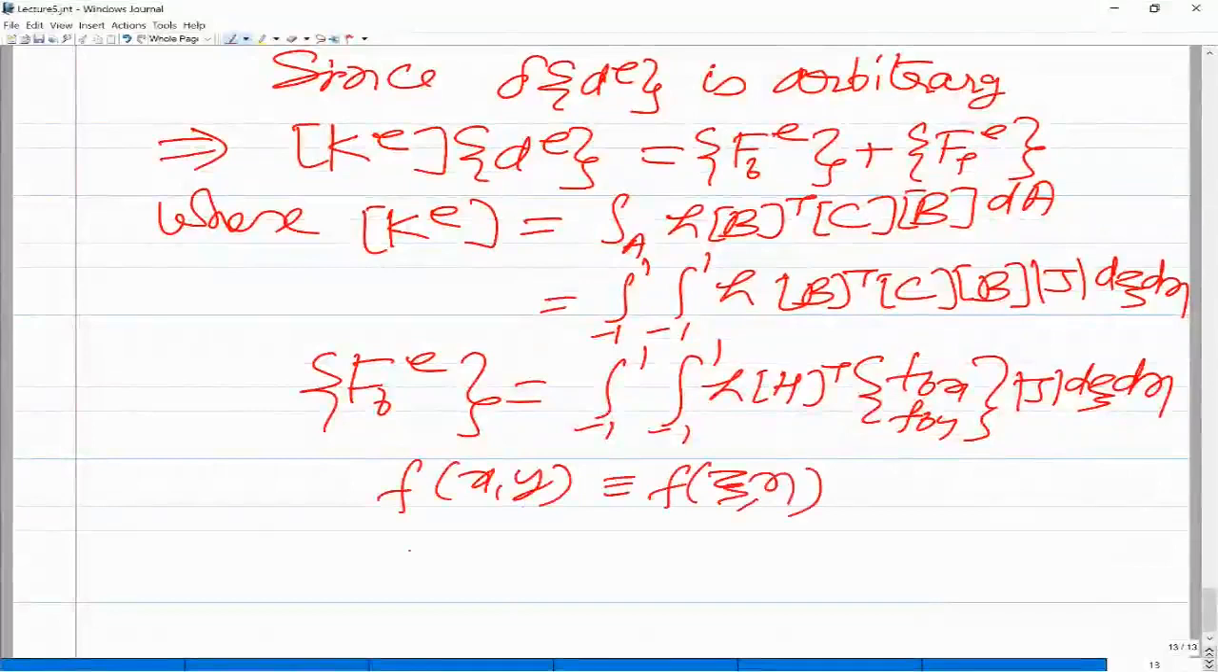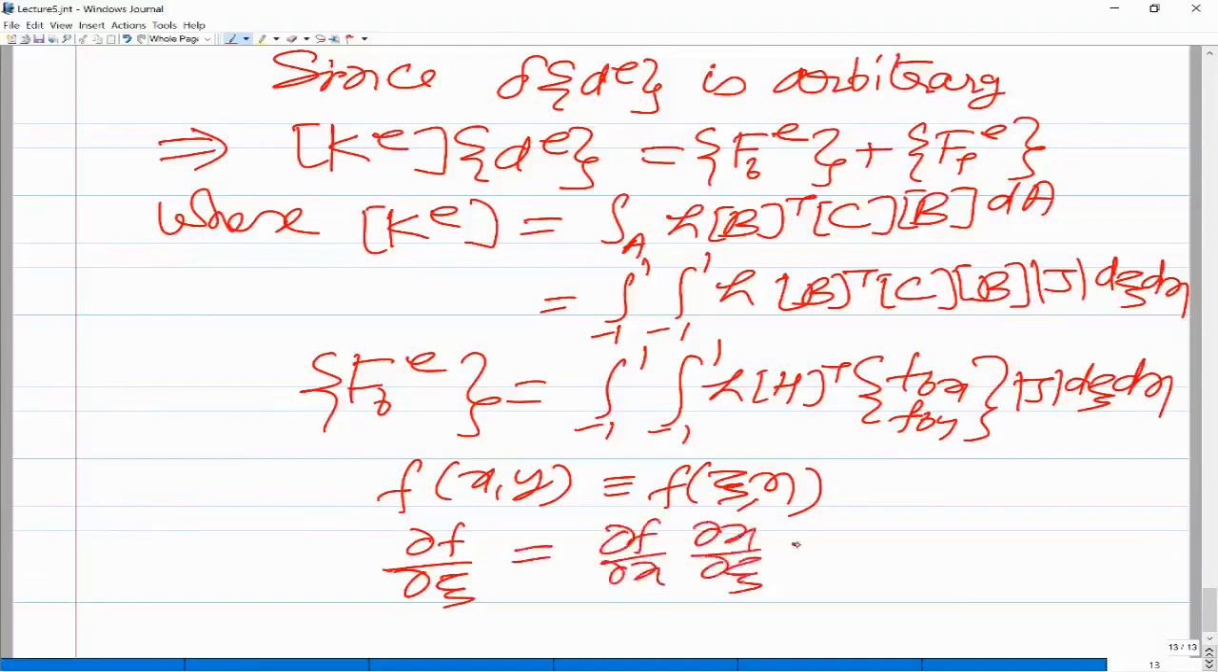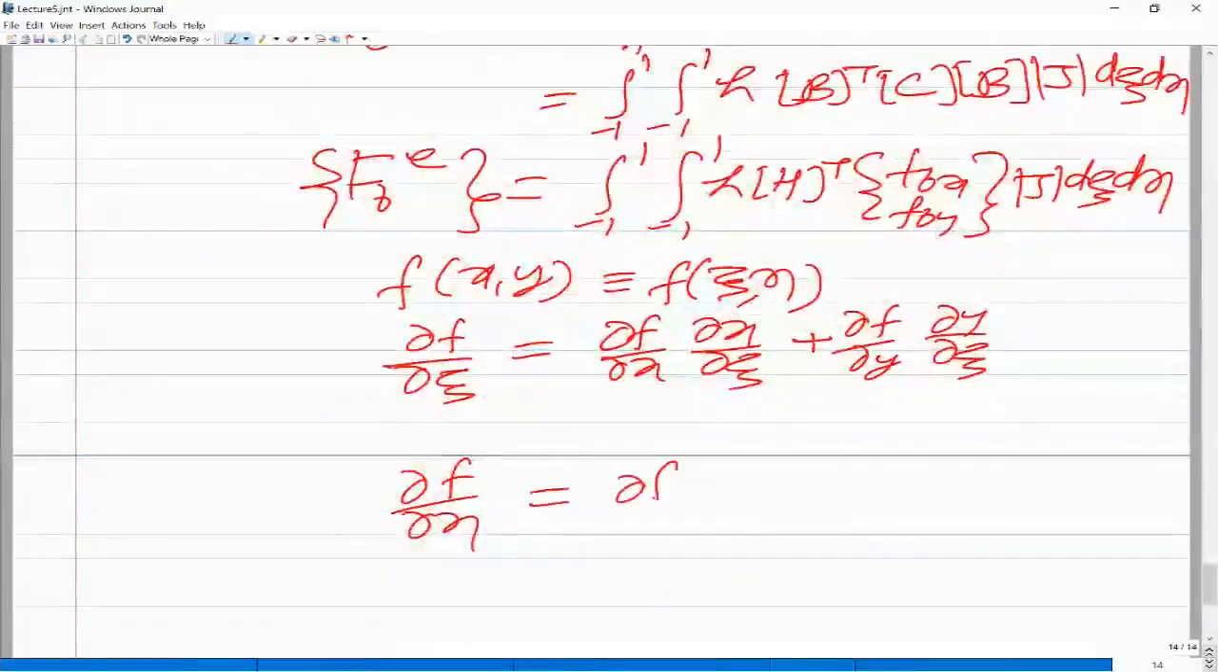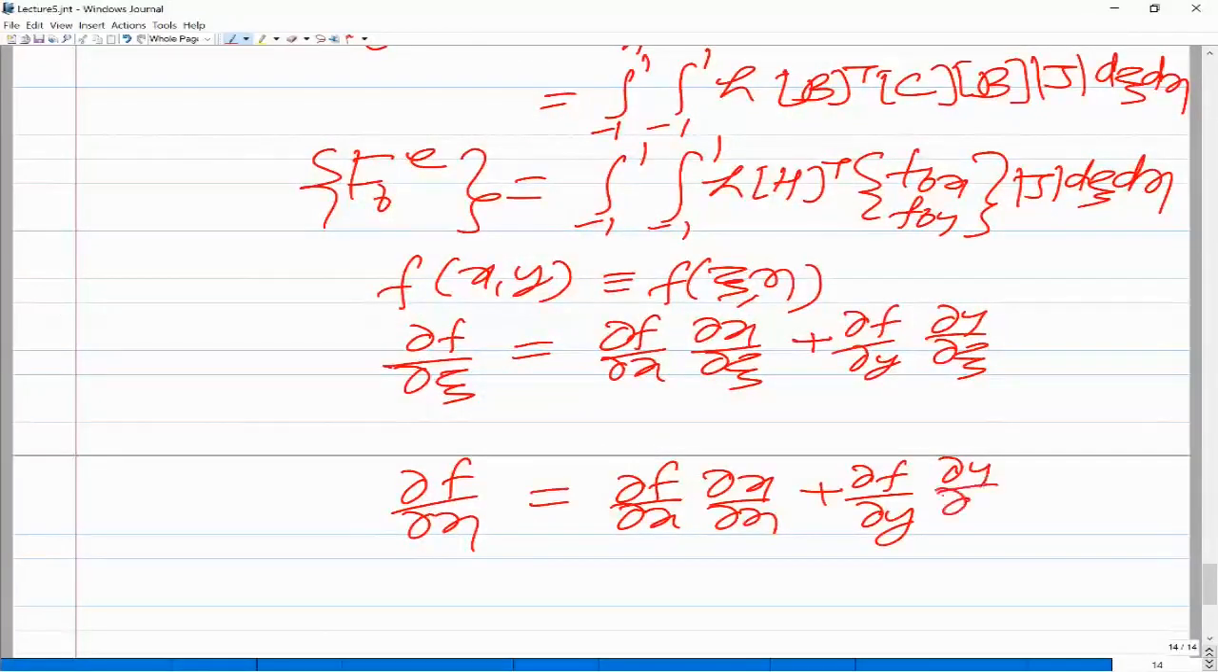Now if I want the derivative of f with respect to xi, assuming that f is expressed in terms of x and y, where x and y are functions of xi and eta, I can write del f by del xi as del f by del x into del x by del xi, plus del f by del y into del y by del xi. Similarly, del f by del eta is del f by del x into del x by del eta plus del f by del y into del y by del eta.